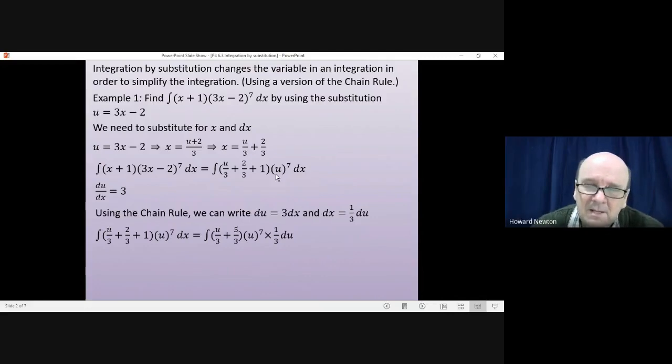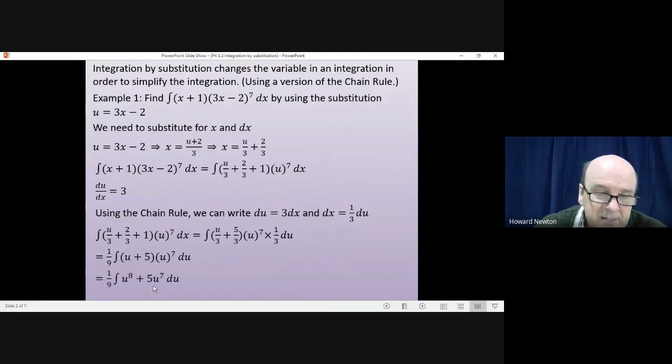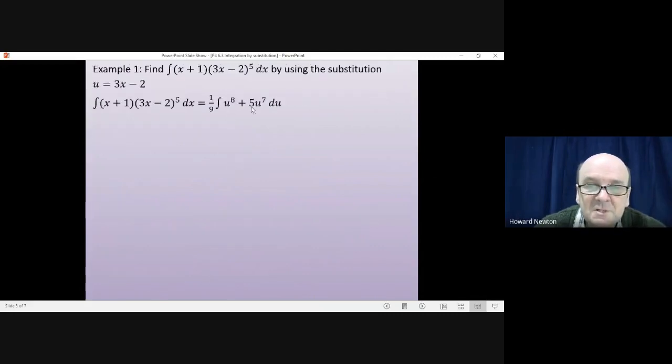Okay, let's have a look. So as I said, I've taken out 1/3 from here, and I've also taken out another 1/3 from this first bracket, which gives me 1/9 outside of the integration. And this first bracket just becomes u plus 5. Multiplying out those brackets gives me u to the 8 plus 5u to the 7. That's where we've got so far.